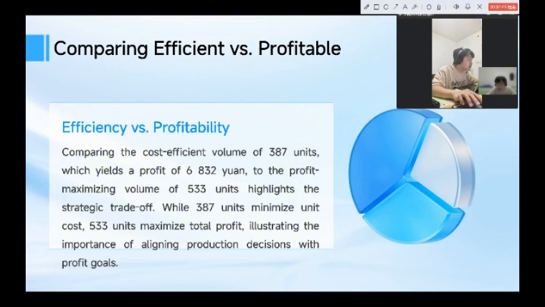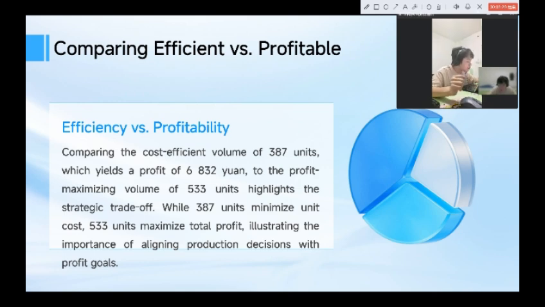This comparison illustrates a key strategic trade-off. While producing at a cost-minimizing volume saves on expenses, shifting to the profit-maximizing volume generates greater overall profit. This highlights why production decisions should be aligned with profit goals, not just cost efficiency.